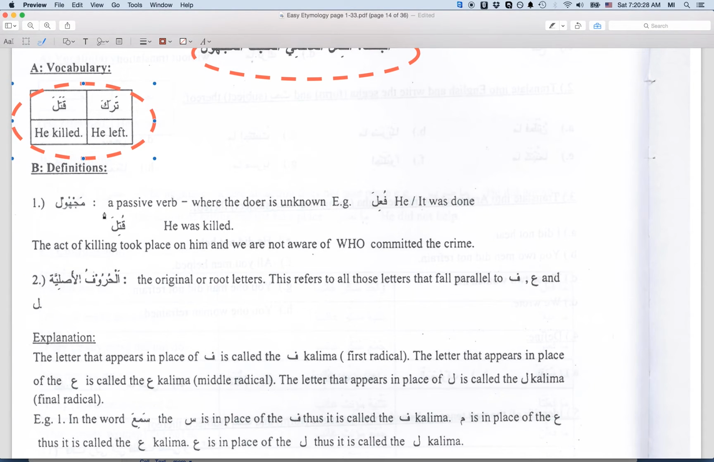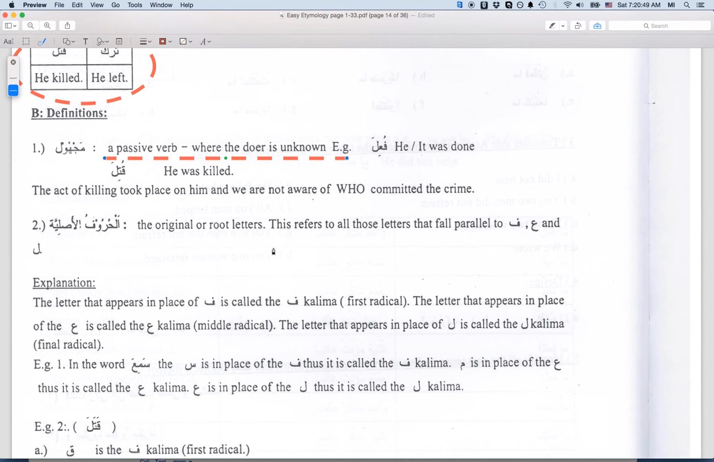Definition: majhul, a passive verb where the doer is unknown. So when you say he was left or he was killed, we don't know by who. That's what they're saying. Who's the subject? It's not clear. Qutila or fu'ila, he or it was done. The act of killing took place, and we are unaware. We don't know who killed it, who did that action.